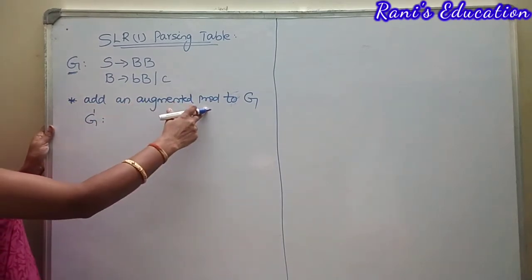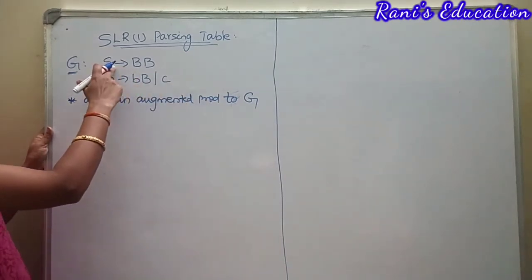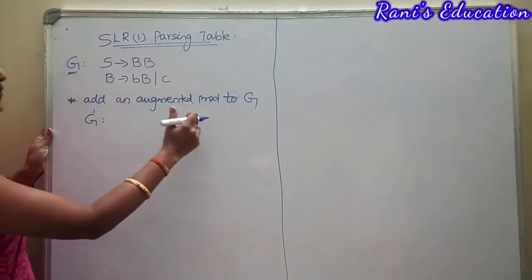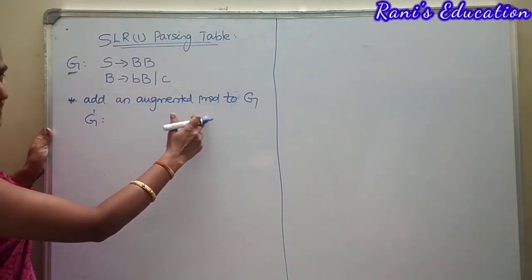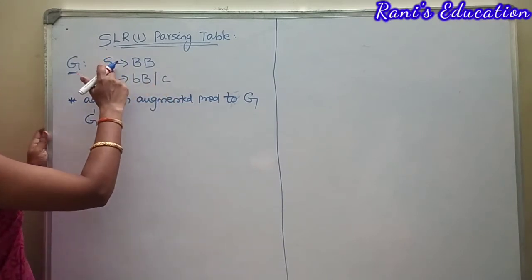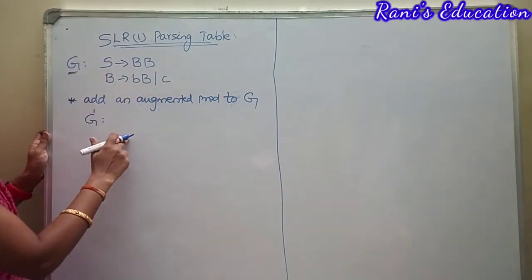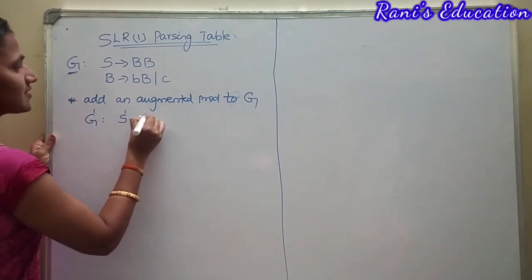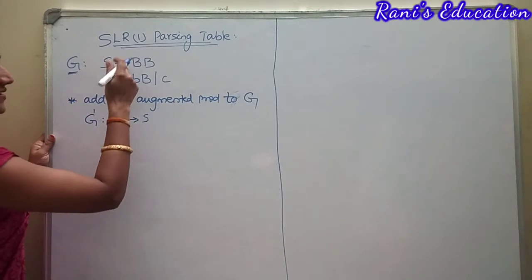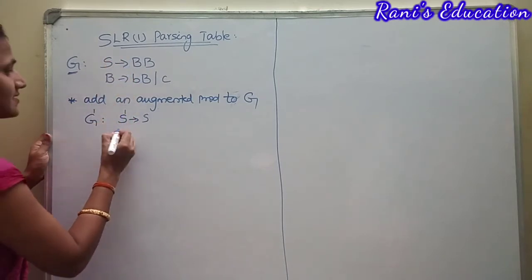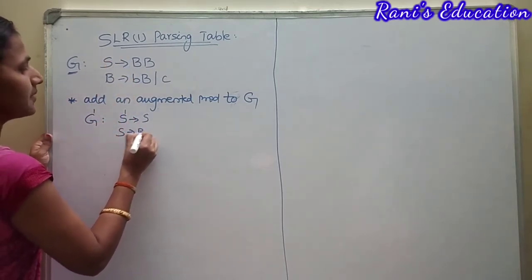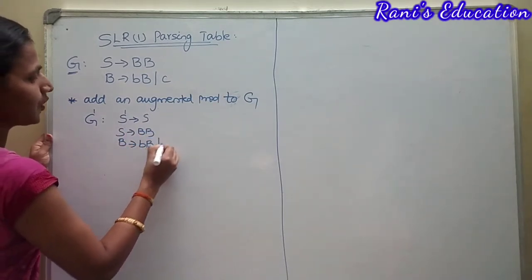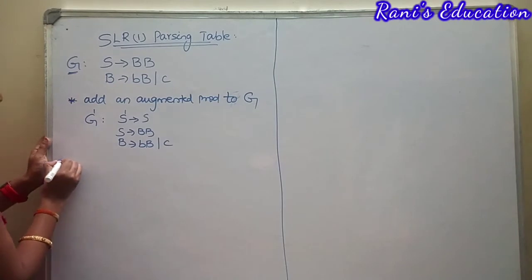So what is an augmented production? The start symbol of the given actual grammar is defined in the RHS of the newly generated production, and the complement of the start symbol is defined in the LHS of the production. That is S' → S. The rest of the productions we copy as they are: S → BB, B → bB | c. Move on to the next step.